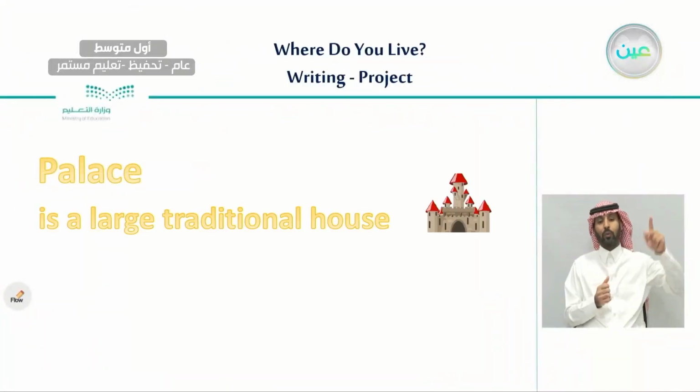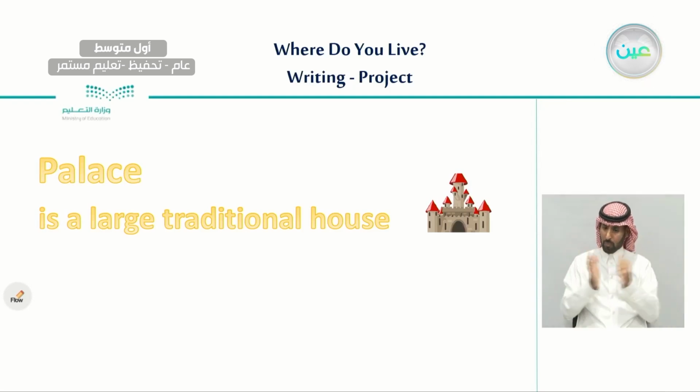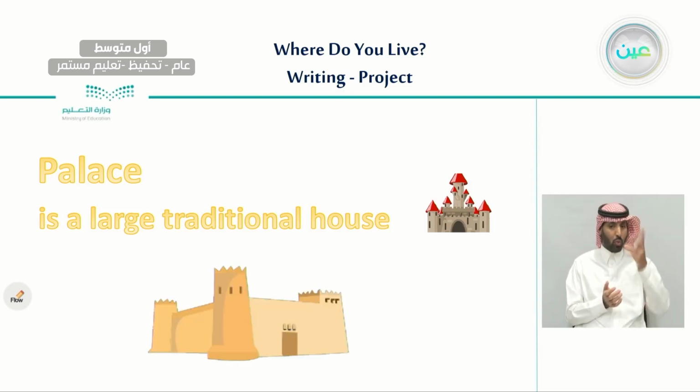So here we have a palace. A palace is actually a large traditional house. So not any house, it's a very large, traditional and old house. Like the palaces we can see in old stories and fictional stories. But here in Saudi Arabia, we do have an example of a palace. Do you know what that palace is? Very good. It is Al Masmak Palace in Riyadh. So this is an example of a palace that we have here in Saudi Arabia.